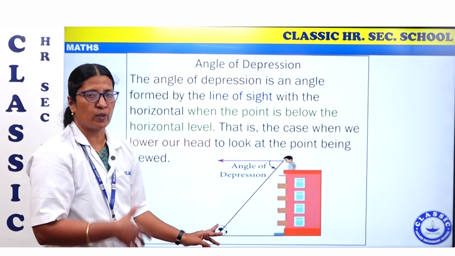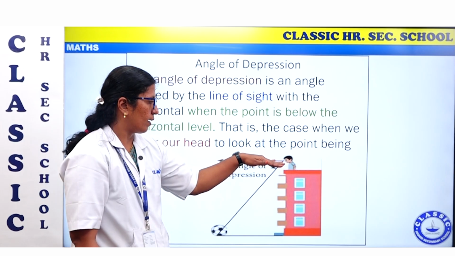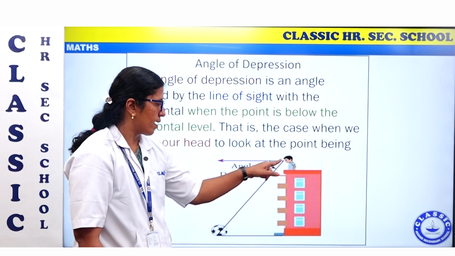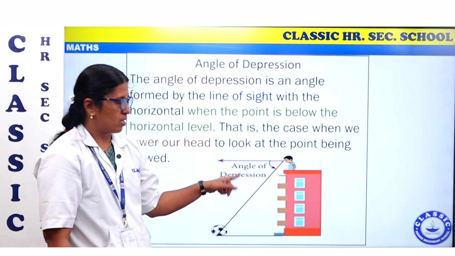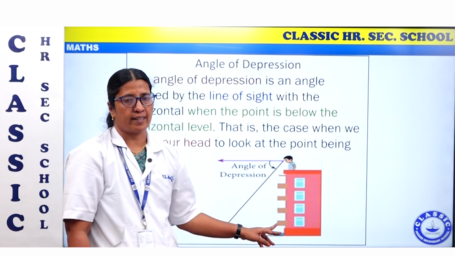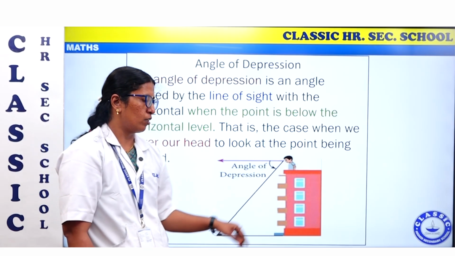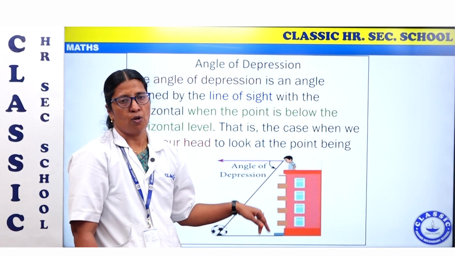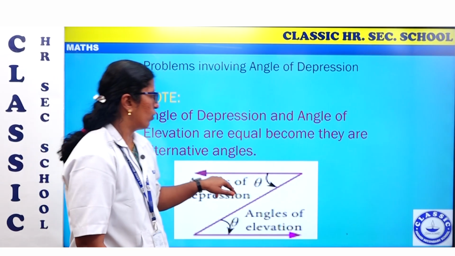If you lower your head, you get an angle of depression. The line is a horizontal line. That horizontal line, seeing the object downward, means you are getting an angle of depression. This is also a right angle triangle. The same concept: one of the angles is 90 degrees. Another condition, acute angle. Based on this acute angle, you choose the suitable ratio to find the unknown side. It may be height or distance. Shall we go for the problems?